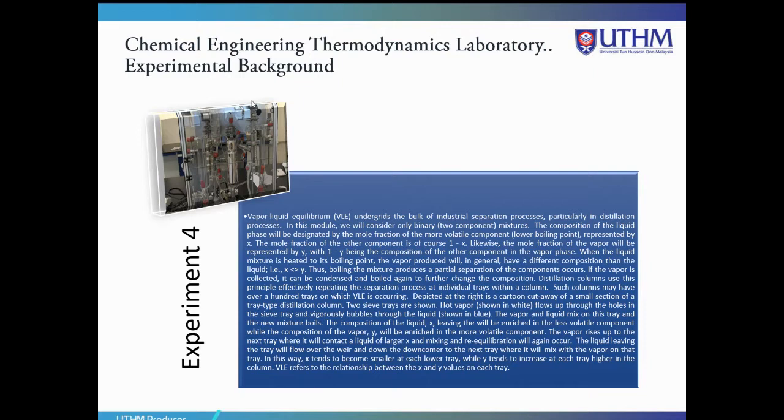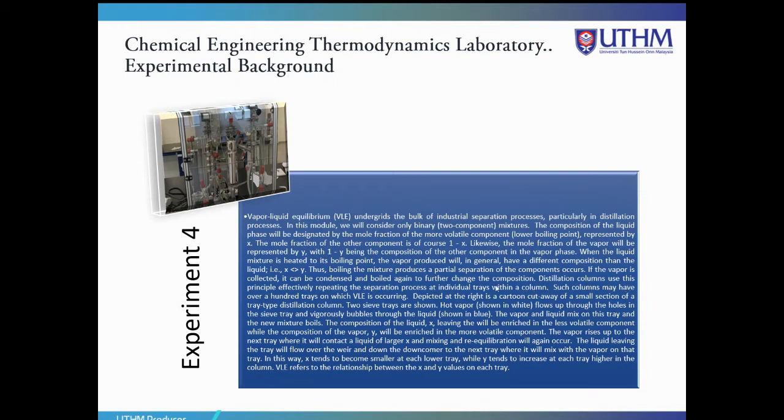When the liquid mixture is heated to its boiling point, the vapor produced will, in general, have a different composition than the liquid. For example, X can be bigger or X can be smaller than Y. Thus, boiling the mixture produces a partial separation of the components. If the vapor is collected, it can be condensed and boiled again to further change the composition.